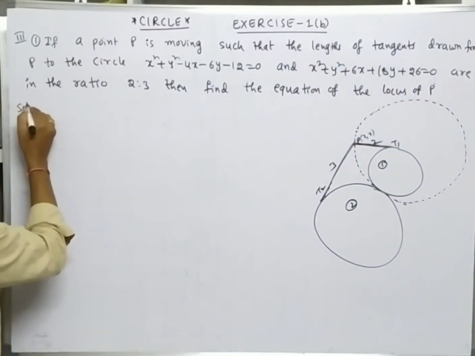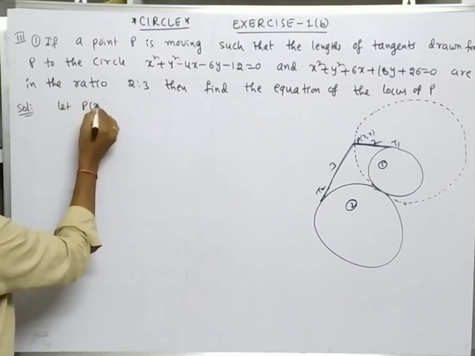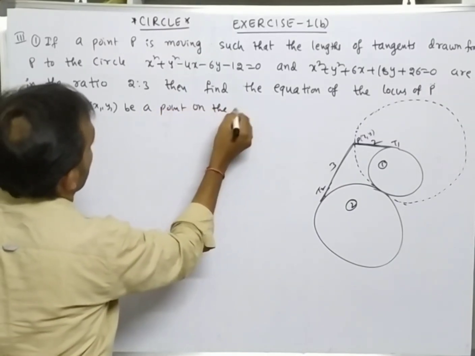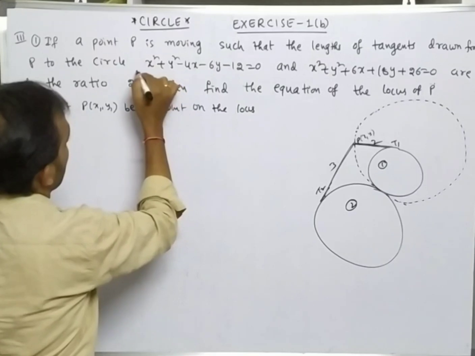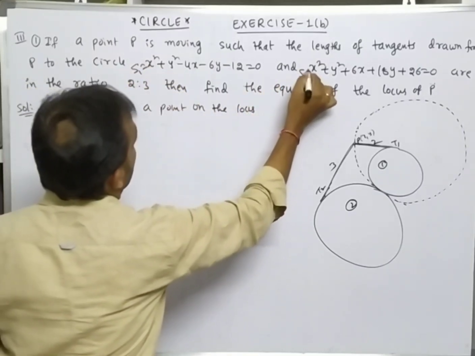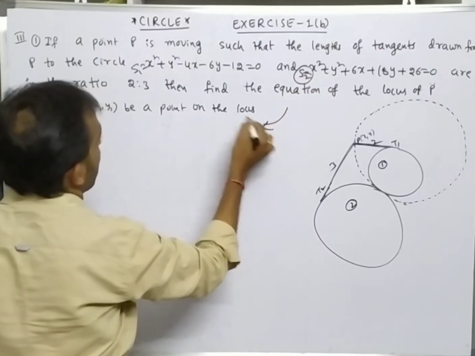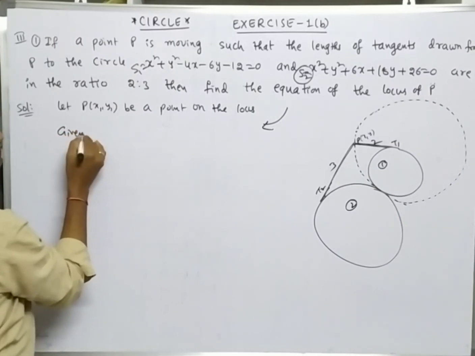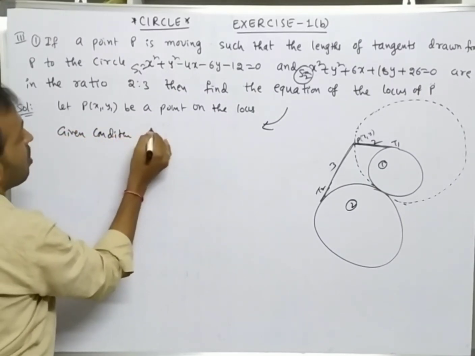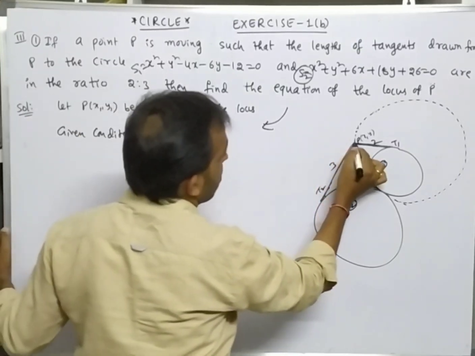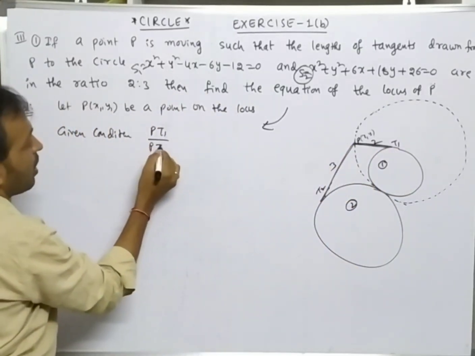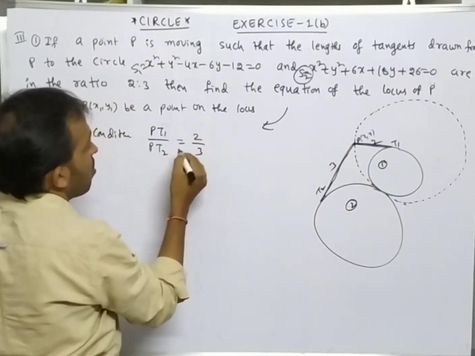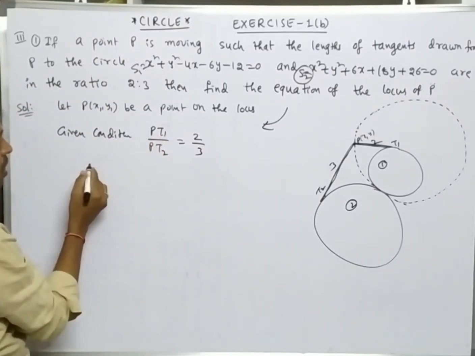So here, what is the condition? Let P (x1, y1) be a point on the locus, and the given circle equations are this S1 and this S2. Given condition, what is the condition? PT1, the length of the tangent from P to the first circle, and the length of the tangent to the second circle, that is PT2, is equal to 2:3. The ratio is given.